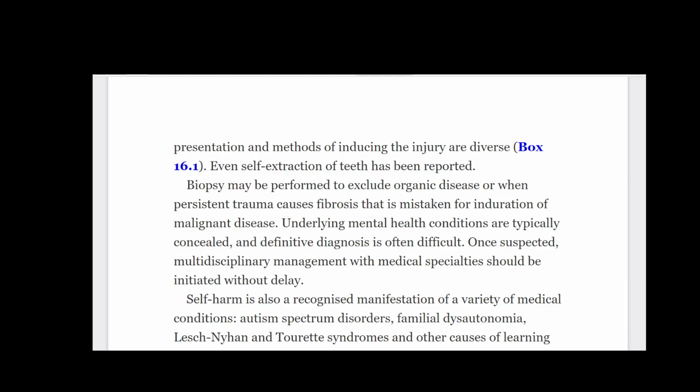Biopsy may be performed to exclude organic disease or when persistent trauma causes fibrosis that is mistaken for induration of malignant disease. Underlying mental health conditions are typically concealed, and definitive diagnosis is often difficult. Once suspected, multidisciplinary management with medical specialties should be initiated without delay. Self-harm is also a recognized manifestation of a variety of medical conditions: autism spectrum disorders, familial dysautonomia, Lesch-Nyhan and Tourette syndromes and other causes of learning disability, and is common in people living in institutions.